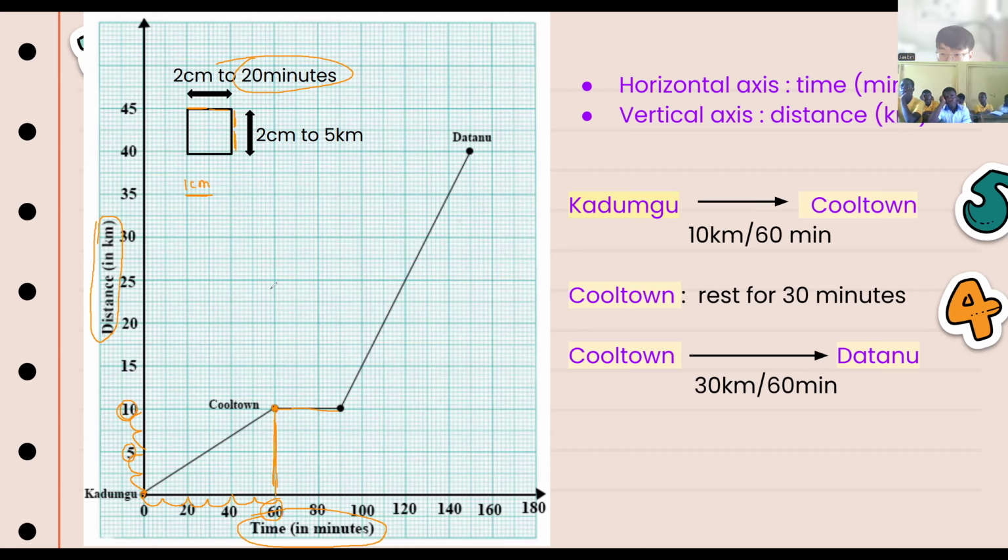How many centimeters on the graph is 30 minutes? If 2 centimeters is 20 minutes, then 1, 2, 3 centimeters should be 30 minutes. Right?